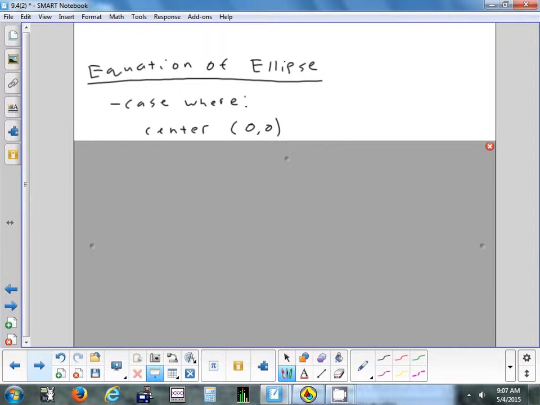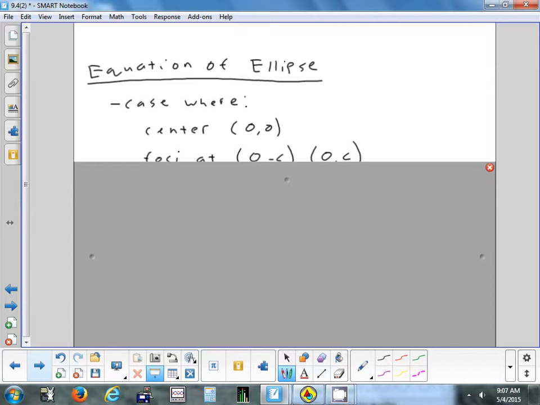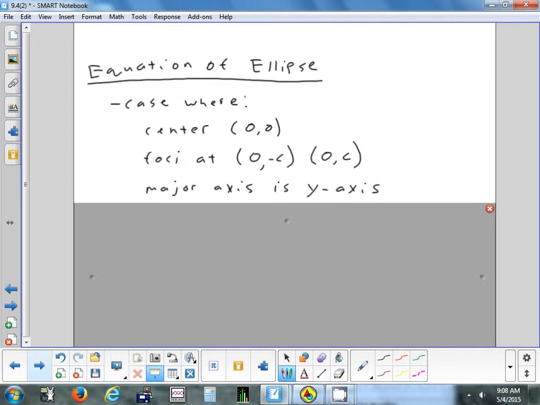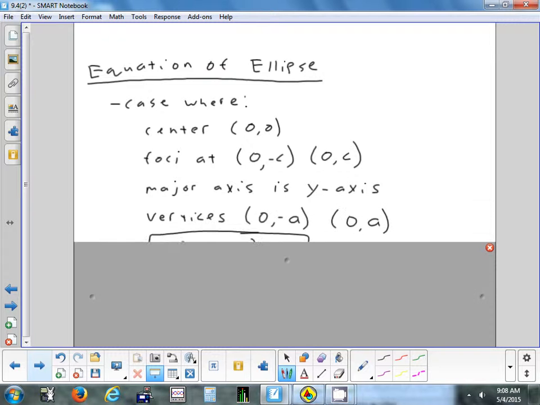All right, so this is going to be the case where we're going to take our ellipse and turn it 90 degrees. So the y-axis is going to become the major axis. And now the foci are going to be above and below the center. Everything's going to line up vertical now instead of horizontal. Major axis is y-axis. And the vertices are going to be A units above and below the origin.